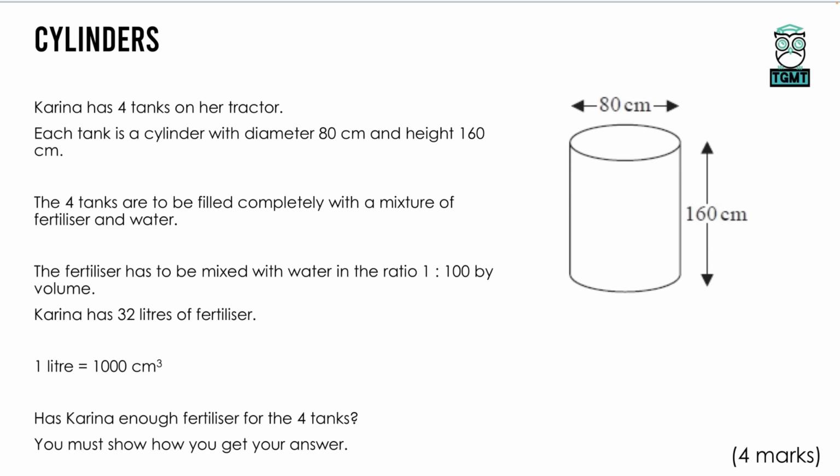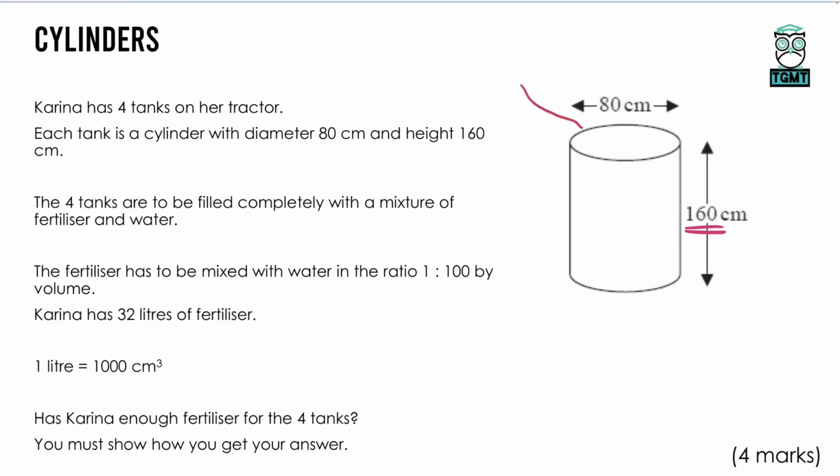Well, for starters, we need to actually work out the volume of one of these cylinders. So the volume of a cylinder is the same as any other prism. You get the area of the cross-section and times it by the height. Now the area of the cross-section here is a circle.